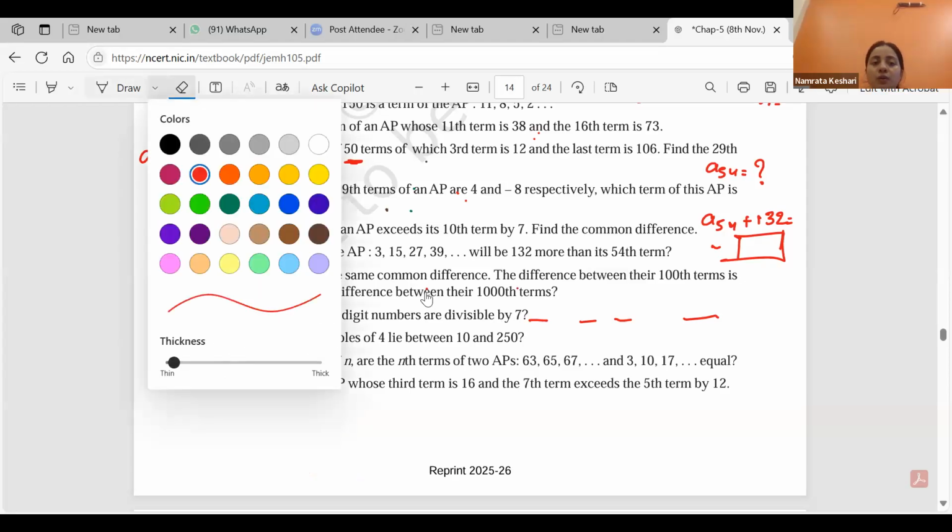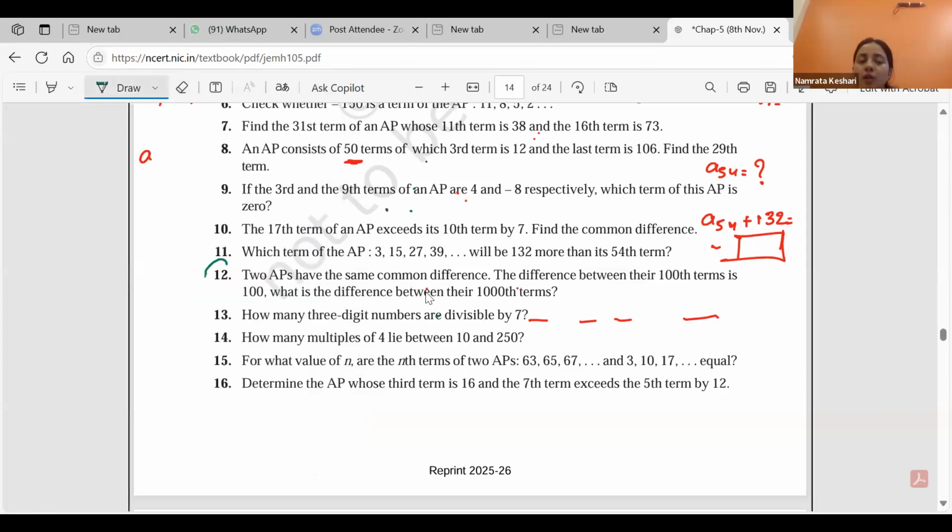Let's read the question. So we are talking about number 12. Two AP have the same common difference. You are having two AP, but the common difference is the same. Here also the common difference is D. Here also the common difference is D. The difference between their hundredth term is 100. So A can be different. The common difference is the same.